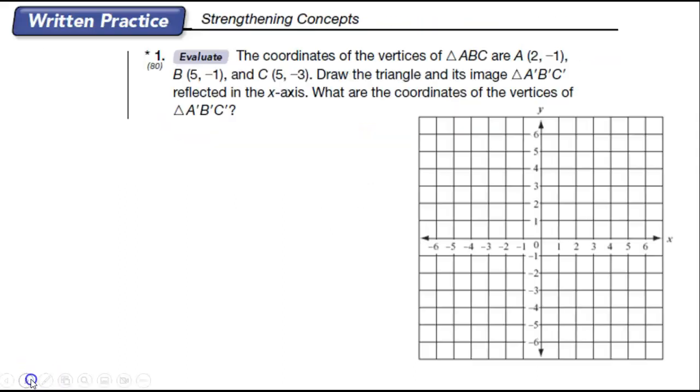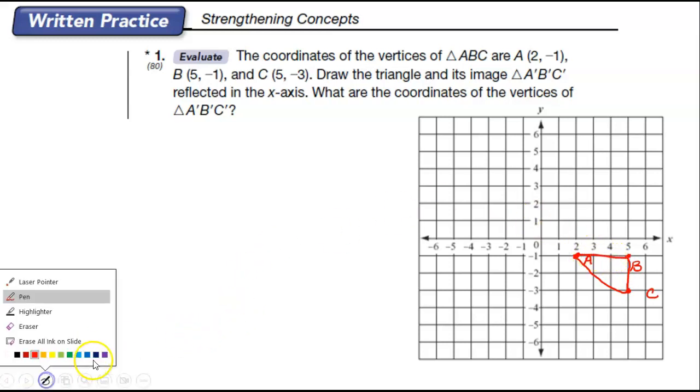We're going to skip over the written practice. Okay, here we go. The coordinates of the vertices of triangle A, B, C are 2, -1, so that's right here. That's going to be A. It's important to label these for these types of problems. 5, -1. This is a triangle. And then it's 5, -3. So here's my beautiful triangle. Gorgeous.